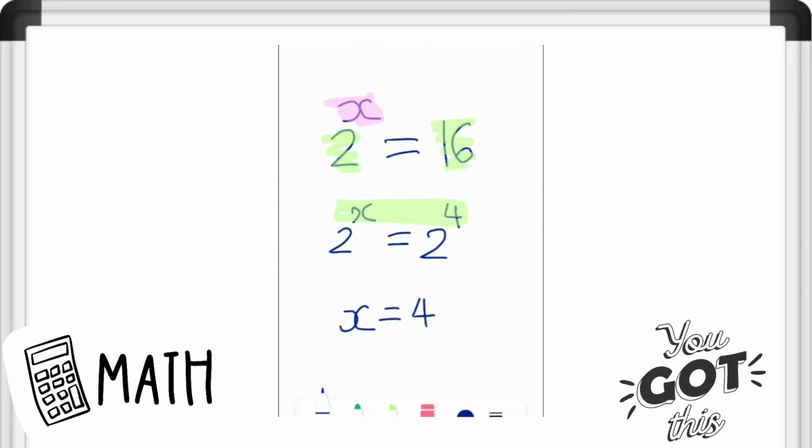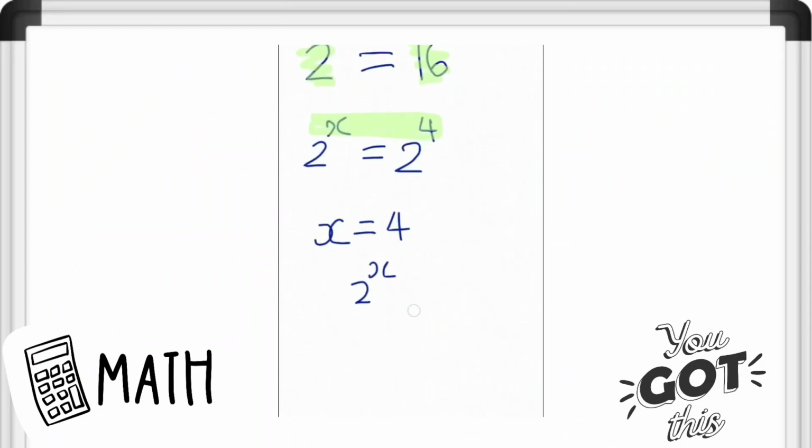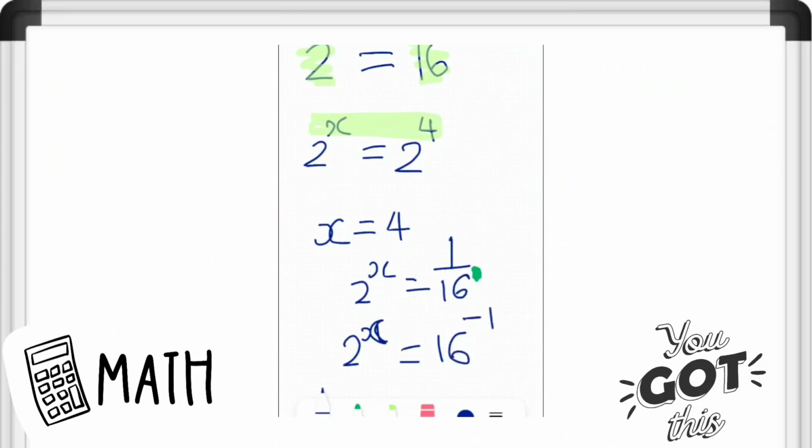Now, what if it was 2 to the power of x is equal to 1 over 16? We know that because it's at the bottom, it has a positive 1 here. So if I move it to the top, it's going to be 2 to the power of x is equal to 16 to the power of a negative 1. Just write that neatly.